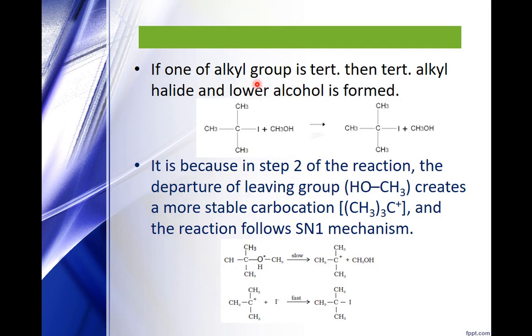But if one of the alkyl groups is tertiary, then what will happen? In that case, the alkyl halide will not be the smaller one, rather you will get tertiary alkyl halide. Alcohol will be the lower one. Why is it so? Now in the second step, what was there? Halide ion was attacking.